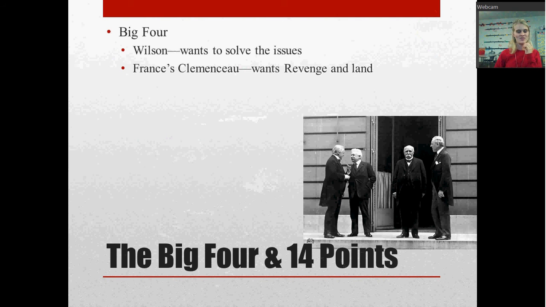The next guy we have is France. Their prime minister was a guy named Clemenceau. Clemenceau wants revenge against the Germans. Capital R, revenge. Remember, most of the war was fought in France, right? They suffered some of the most damage. They hate Germany, and they want revenge against Germany. The other thing they want is some of Germany's territory. There's some pieces of territory that border France and Germany that they want for their own, okay? So that's what they're looking to get out of this.